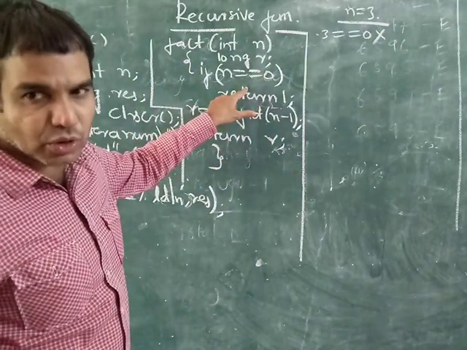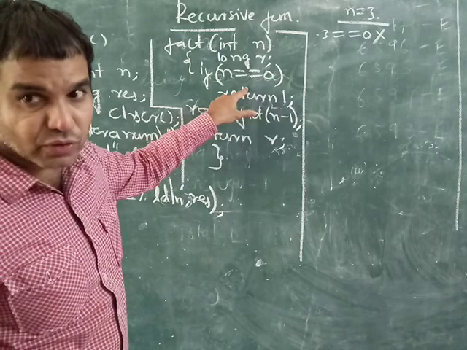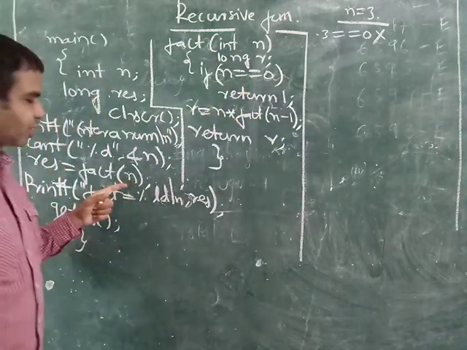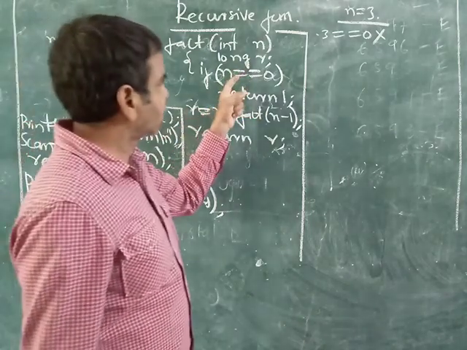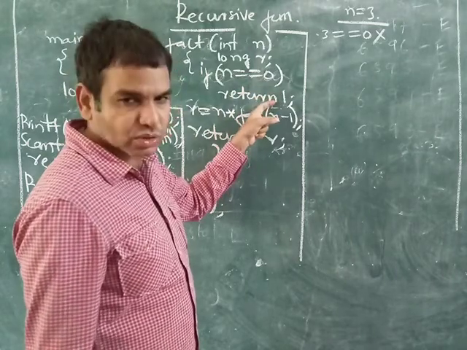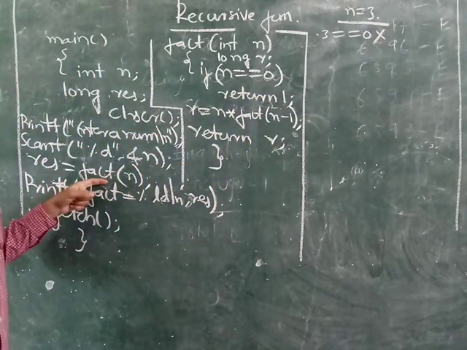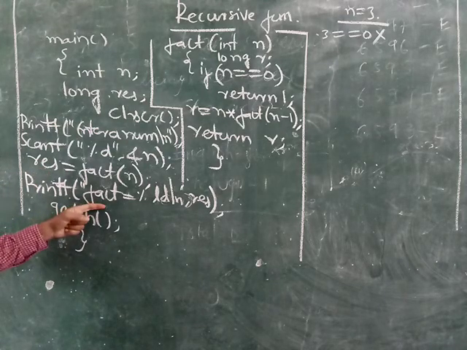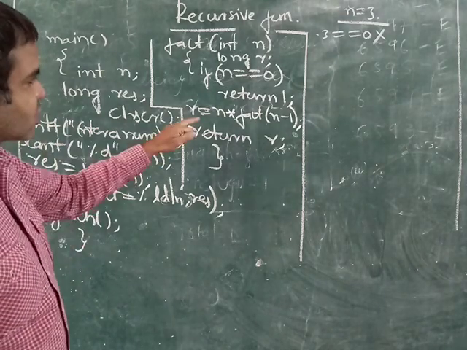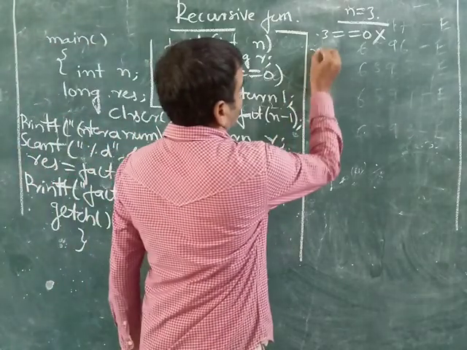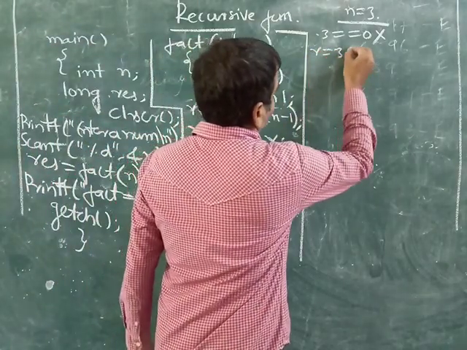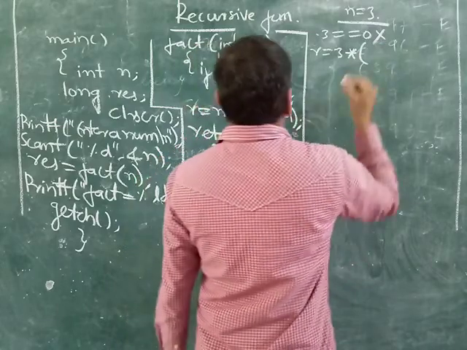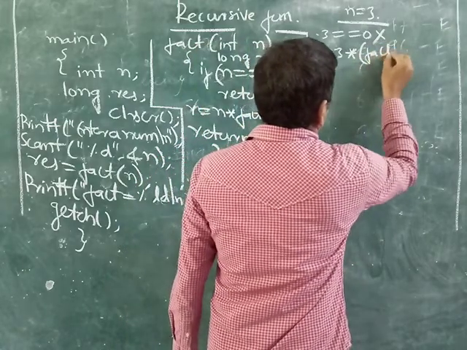Suppose you are passing 0. Factorial of 0 is 1. So for example n value 0: 0 equals 0, condition true. True means return 1. So the value 1 will be returned to this function, and the result variable will display fact equal to 1. Otherwise the condition is false, so the cursor comes to r equal to n into fact of n minus 1, that is 3 into fact of 3 minus 1.